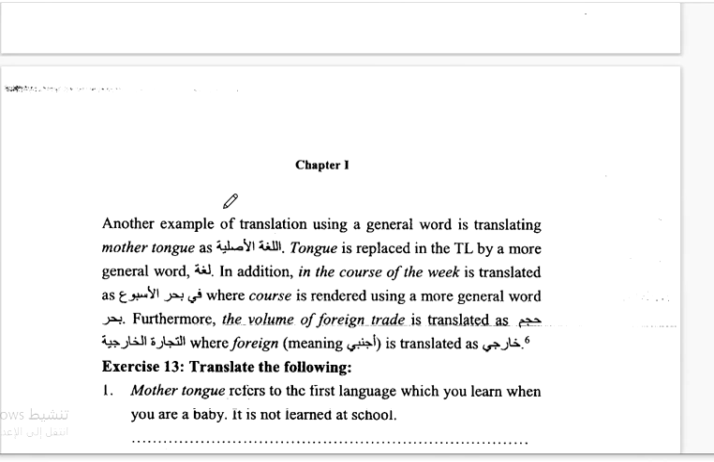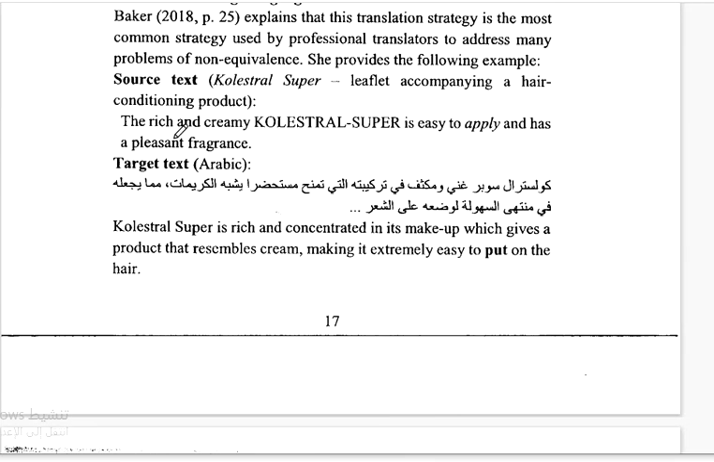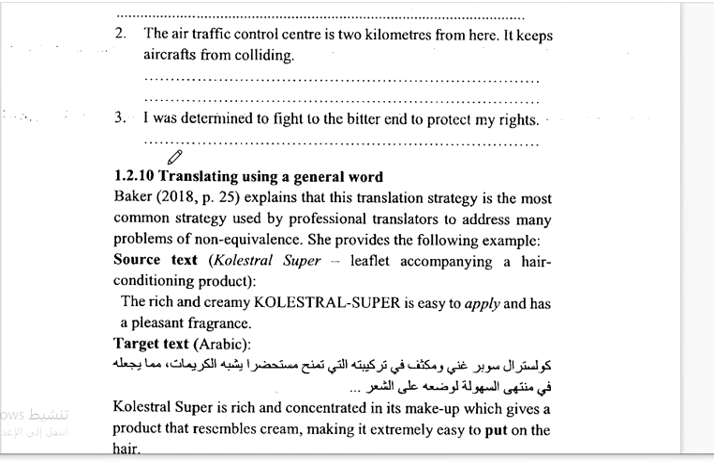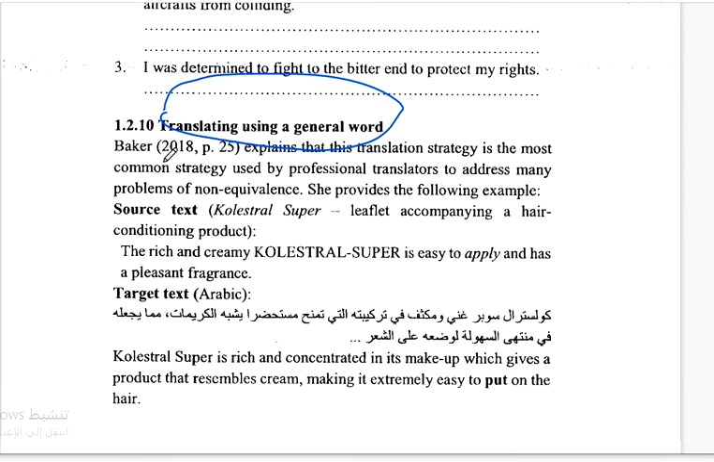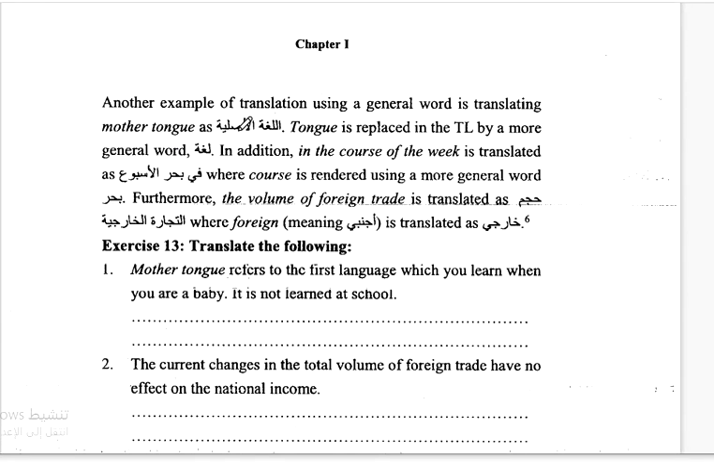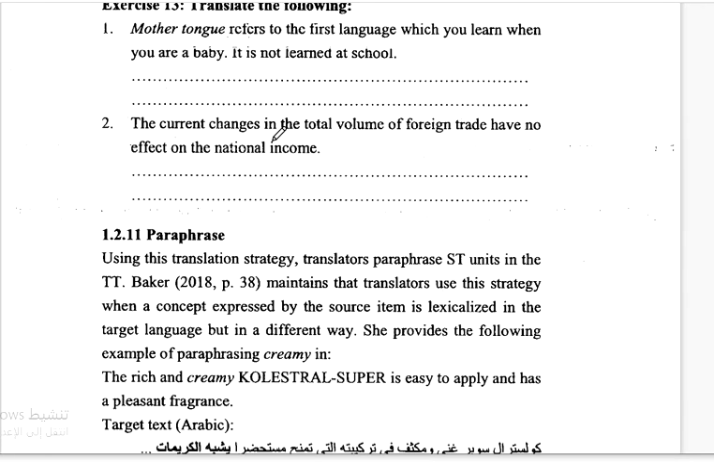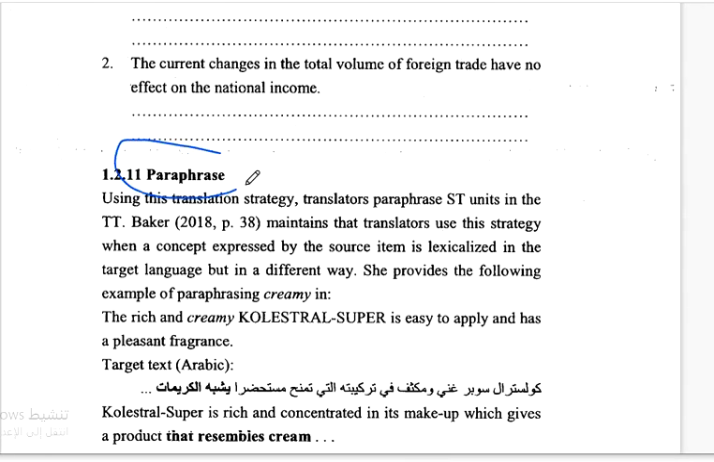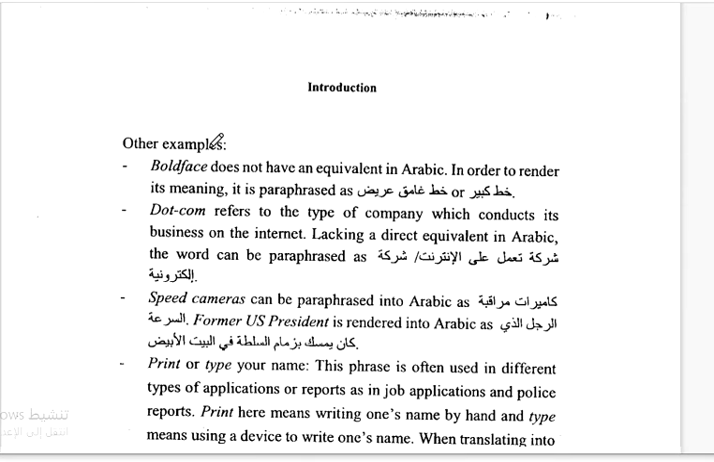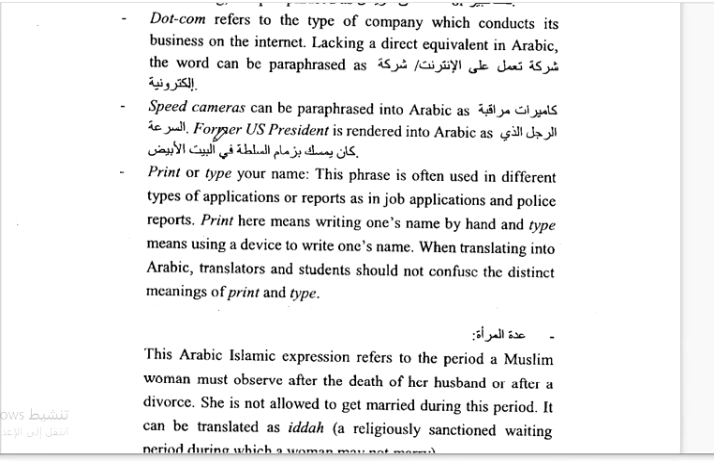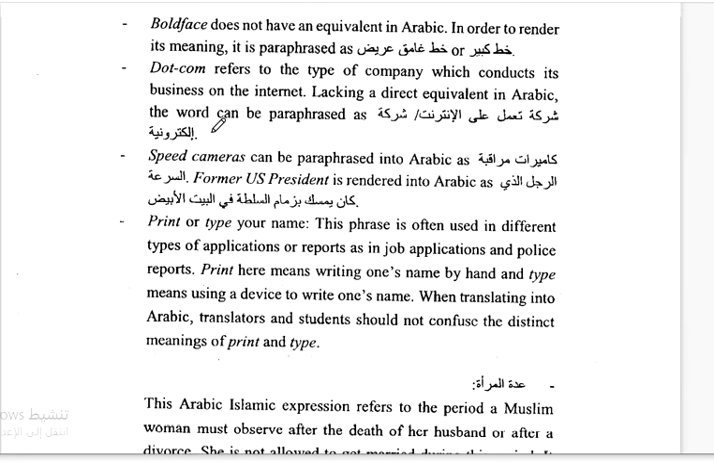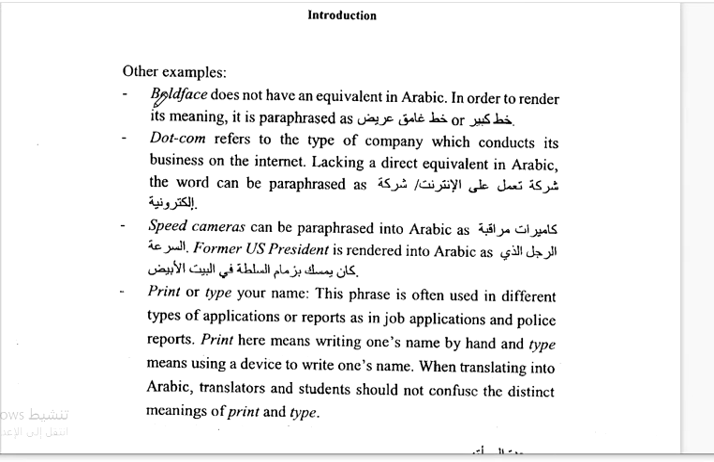Also, we talked about translating using a general word. For example, when I say mother tongue, mother, which means like لسان, they're translated to اللغة الأصلية. And we talked about paraphrase or descriptive translation. I think we mentioned the example عدة المرأة أو عدة, also ذكاء. And also here we speak cameras, كاميرات.